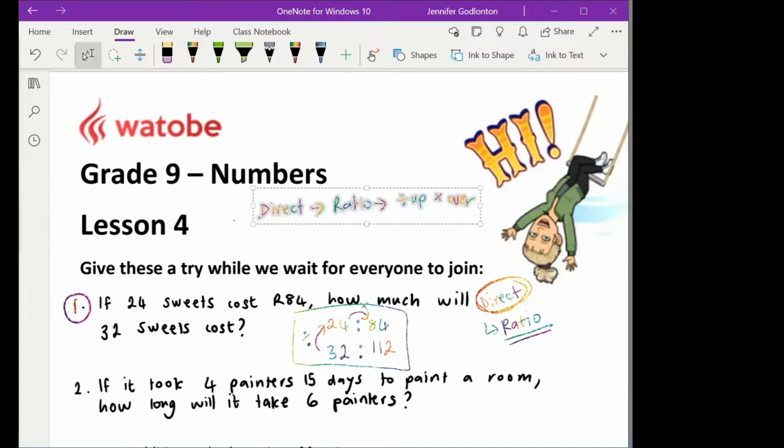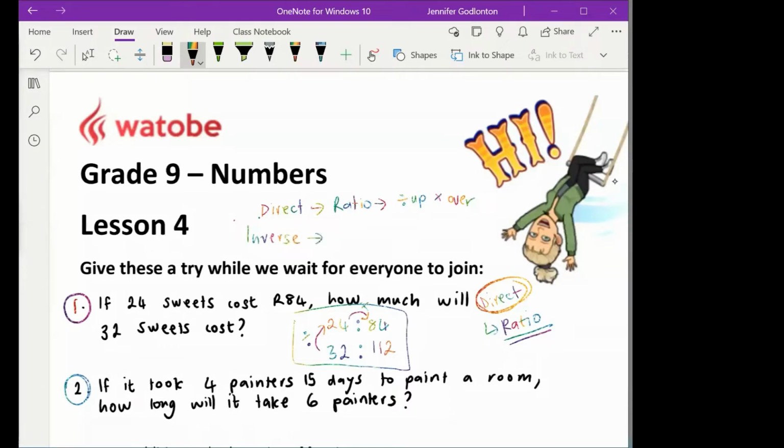Now we're going to move on to question 2. So for question 2, if it took 4 painters 15 days to paint a room, how long will it take 6 painters? Is that direct proportion or is that inverse proportion?